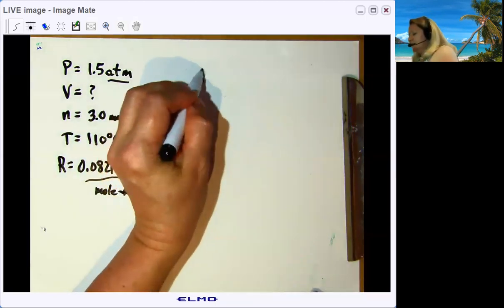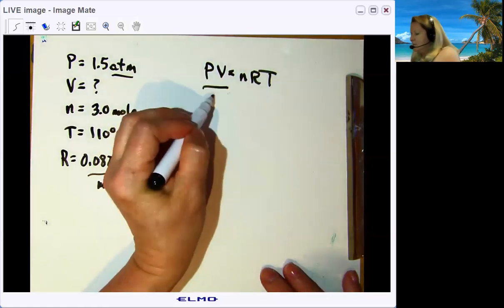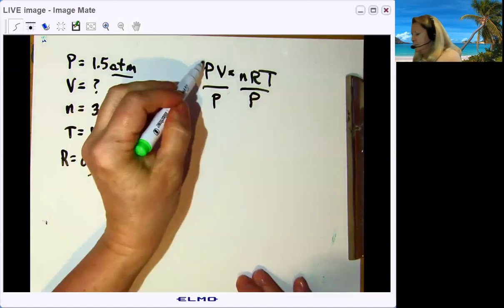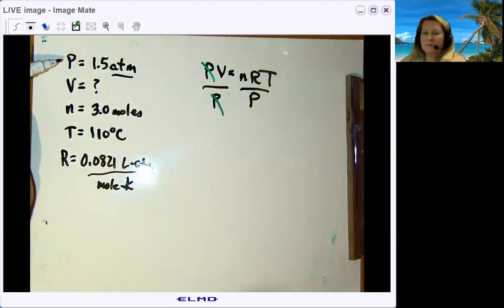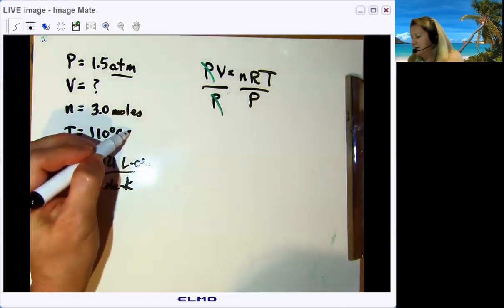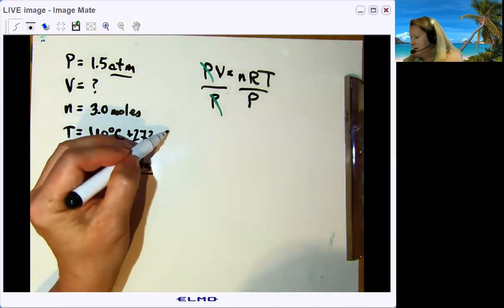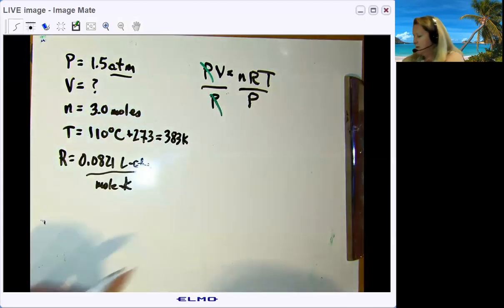So the algebra is going to be a little bit different. PV equals nRT. We want to find volume, so we're going to divide both sides by pressure. This time pressure is going to cancel out. Okay, so let's check our units. As I said before, pressure's in ATMs, so we're going to use this value for R, 0.0821 liter atmospheres per mole Kelvin. Temperature is 110 degrees Celsius. We need to convert that to Kelvin by adding 273. So that's going to be 383 Kelvin. All righty, and we're ready to do this problem.